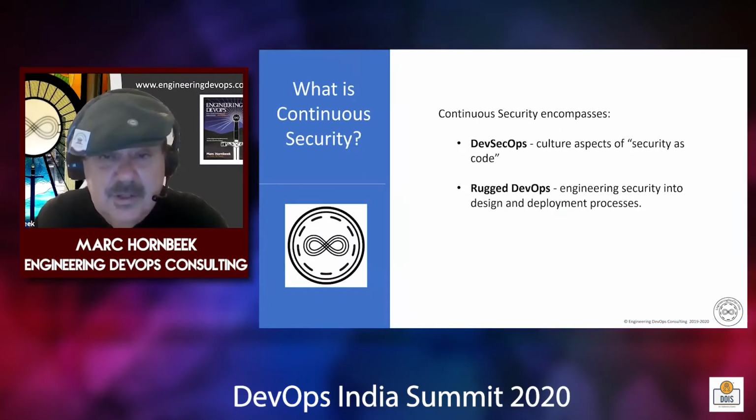So what is continuous security? I use the term continuous security more than I use the term DevSecOps, which really encompasses that. DevSecOps, as it was at least originally defined, really addressed the cultural aspects of introducing security as code, whereas there was another term that's not used so much lately, called rugged DevOps, that is more about engineering security into the design and deployment processes, so tooling and some of the technical aspects. So in my mind, continuous security encompasses both DevSecOps and rugged DevOps.